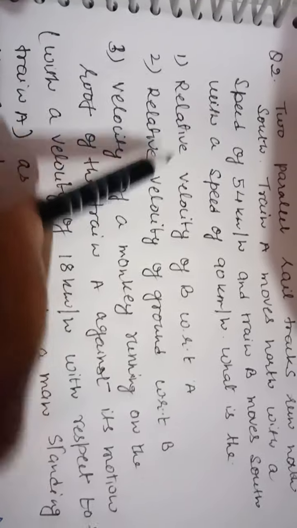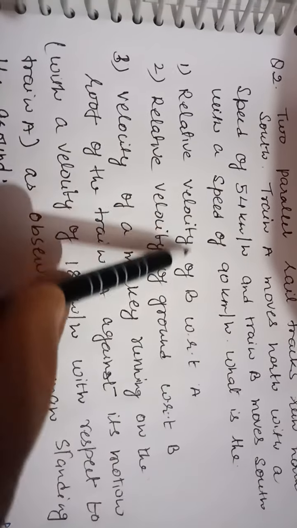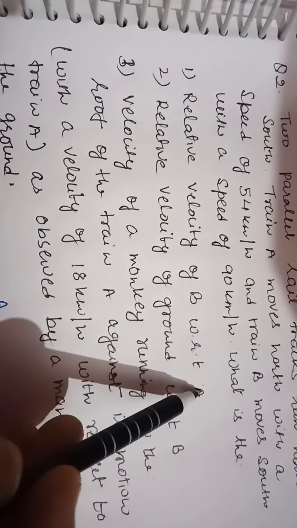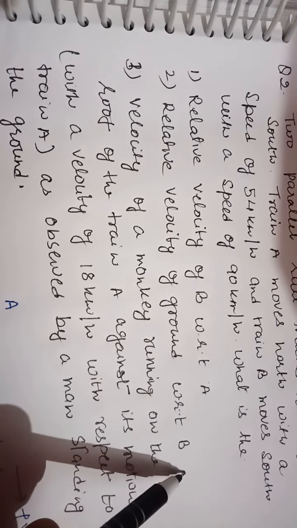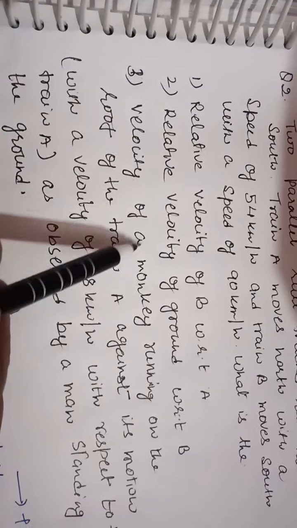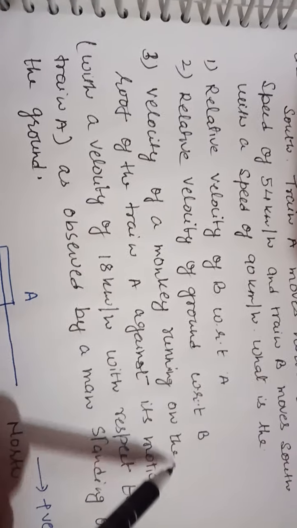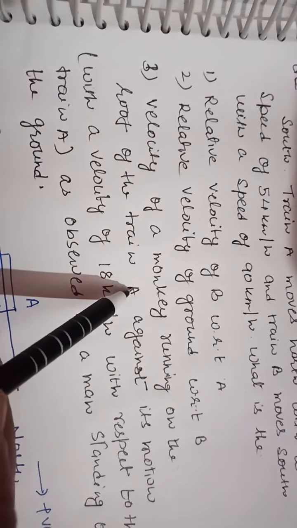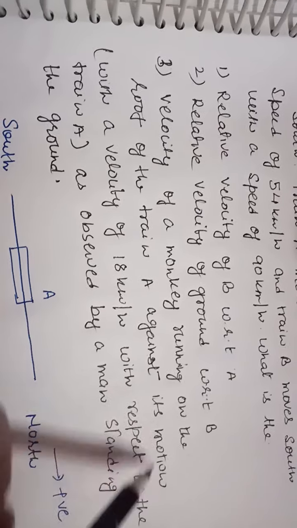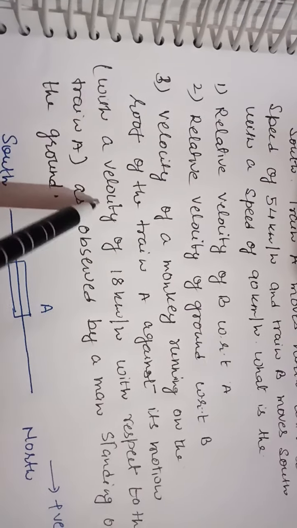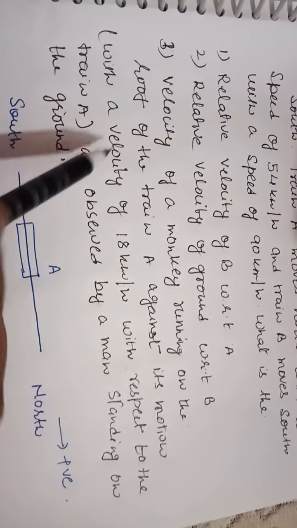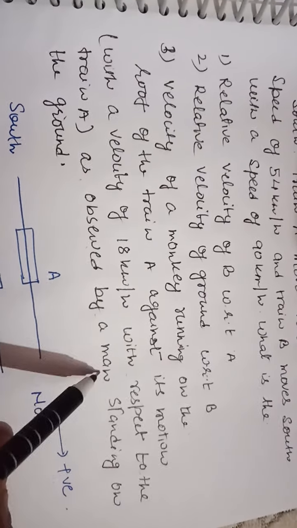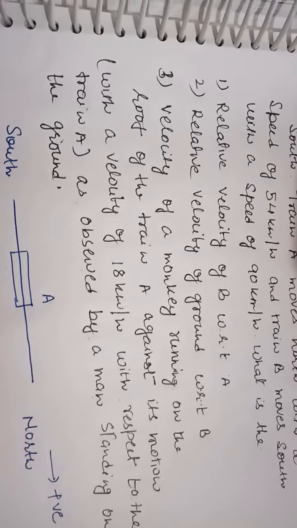What is the first case? Relative velocity of B with respect to A. Second, relative velocity of ground with respect to B. Third, velocity of a monkey that runs on the roof of train A against the motion with a velocity of 18 km per hour with respect to train A, as observed by a man standing on the ground.